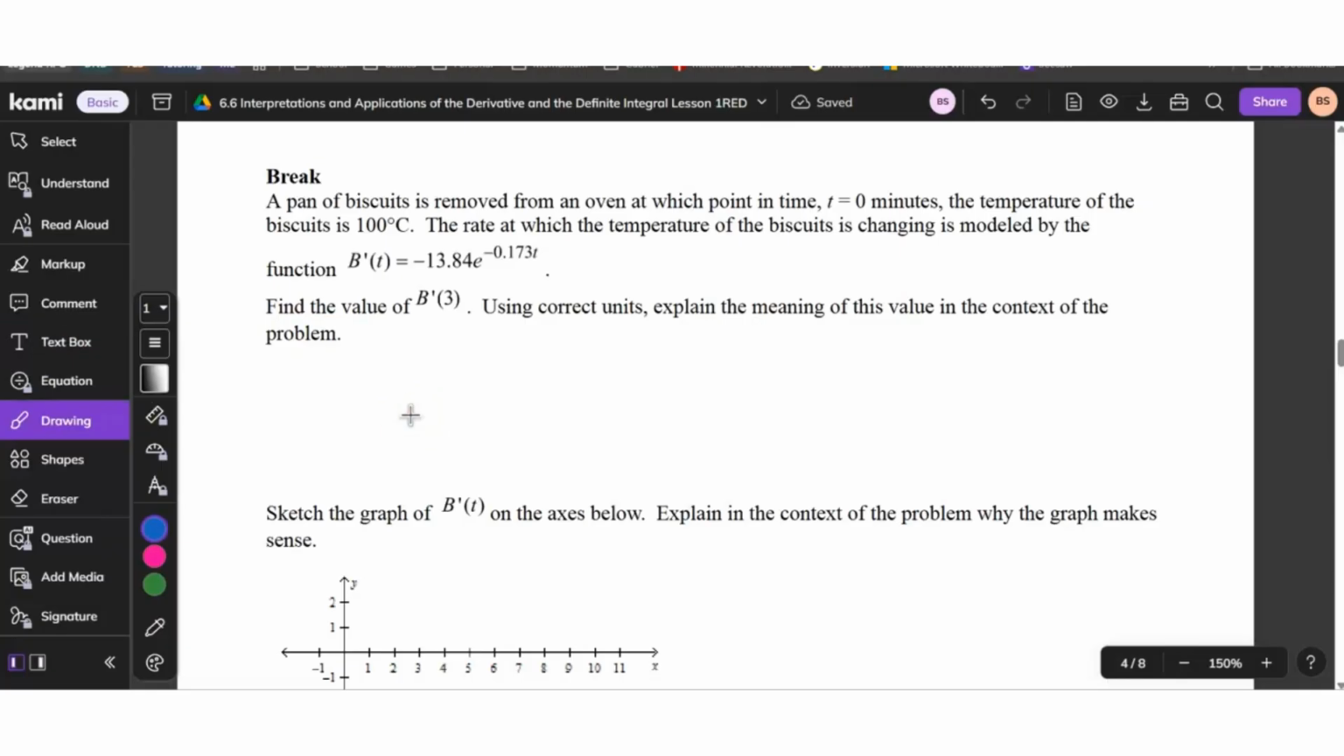The beauty of this is I'm just plugging it in, right? B prime of 3 literally means negative 13.84 e to the negative 0.173 times 3. Calculator, for sure, you're not doing that any other way. Work it out for me, guys. What is that answer? It's going to be negative, because it's got to be cooling. Even without looking at the equation, if it's not negative, something's going on weird, like your biscuits are cooling on the surface of the sun or something.